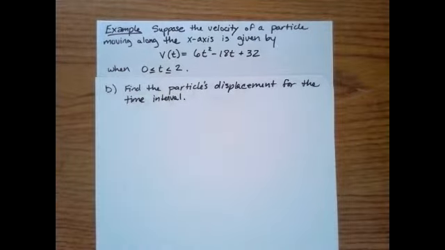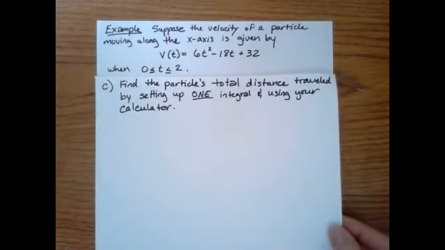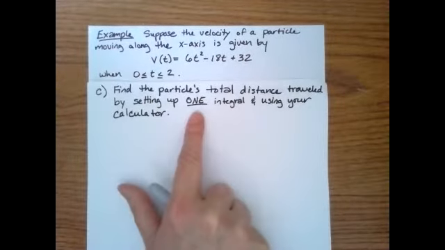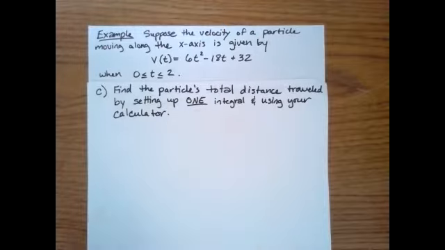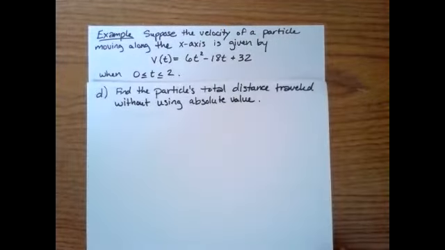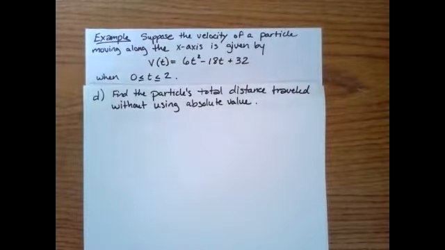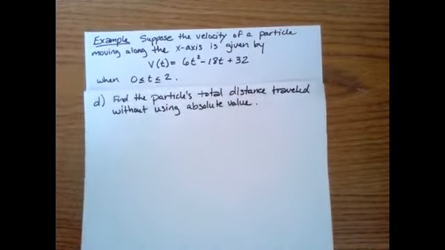In part C, we're going to change the question from displacement to total distance traveled. And here will be a chance where we're going to use the calculator and show how that can be done in one integral. And then finally, we'll do part C's question a second time, this time using no calculator, no absolute value. So we're going to walk through these.